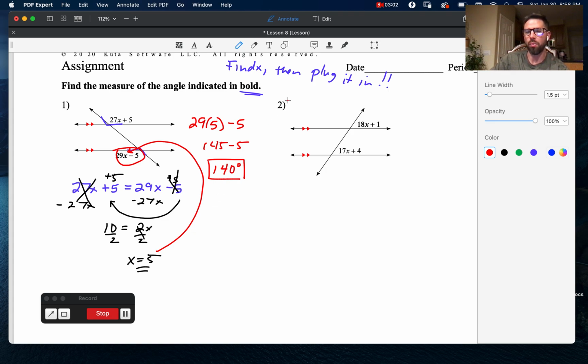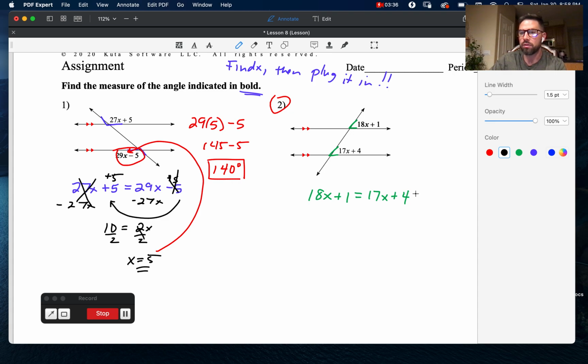So it's real simple. All we're doing is our last lesson that we just did, plus one extra step, which is just plug it into one of the angles. Okay, let's look at another problem just like it. Let's find x here for number 2. I'm going to look at this first angle. He looks small, acute. This guy looks small, acute. If we have small and small, they're the same. So let's set them equal to each other. We'll say 18x plus 1 equals 17x plus 4.